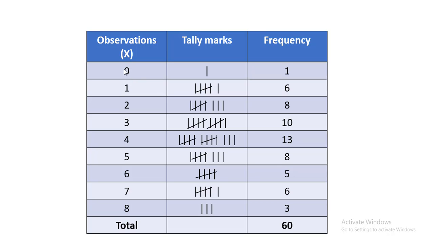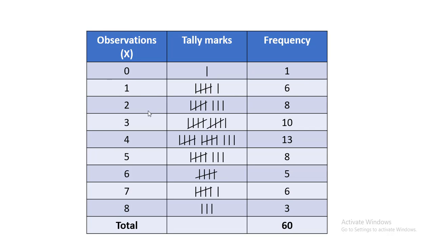So for that, the observations start from 0, then 1, 2, 3, 4, 5, 6, 7, 8. These are the number of books the students read: 0 books, 1, 2, 3, 4, 5, 6, 7, and 8. And these are the number of students who read these books.